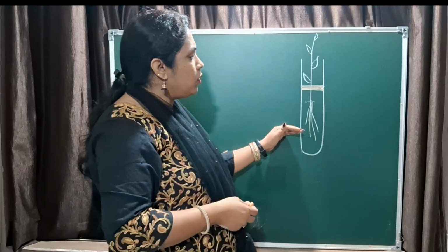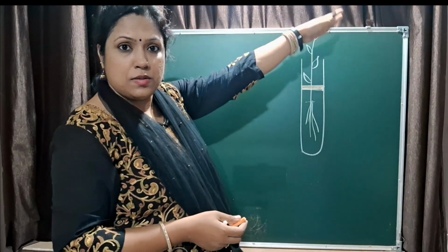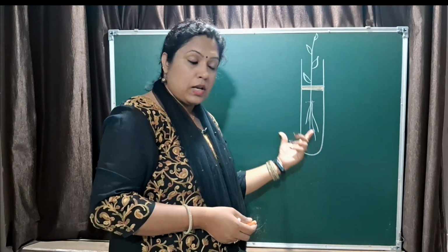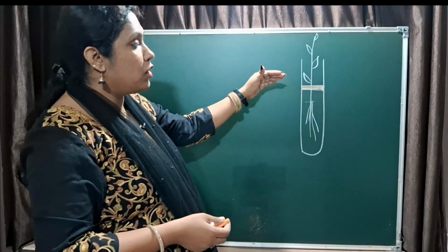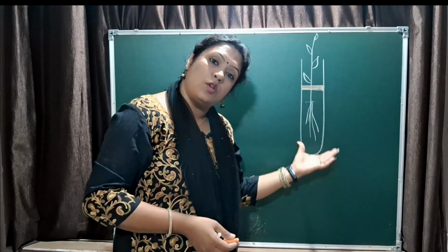Now, here the amount of water getting reduced is directly proportional to the amount of water transpired from the leaves, but here the root is shown to you. That means the water is absorbed by the root. So, the level of water goes on decreasing, showing that the water is absorbed by the roots.